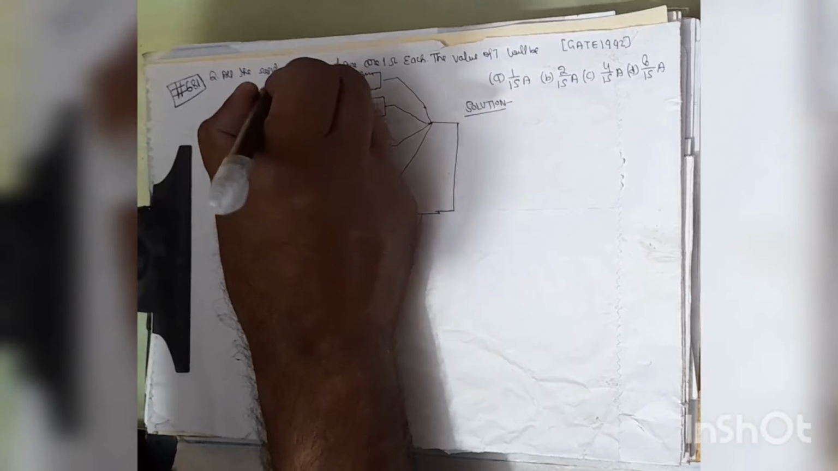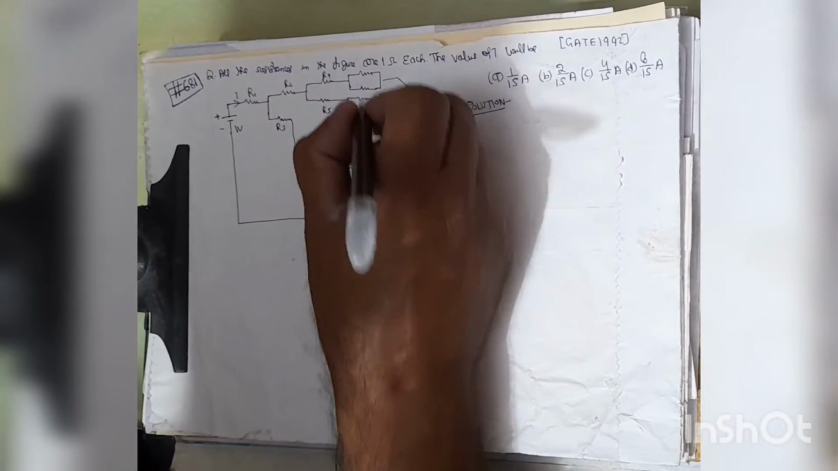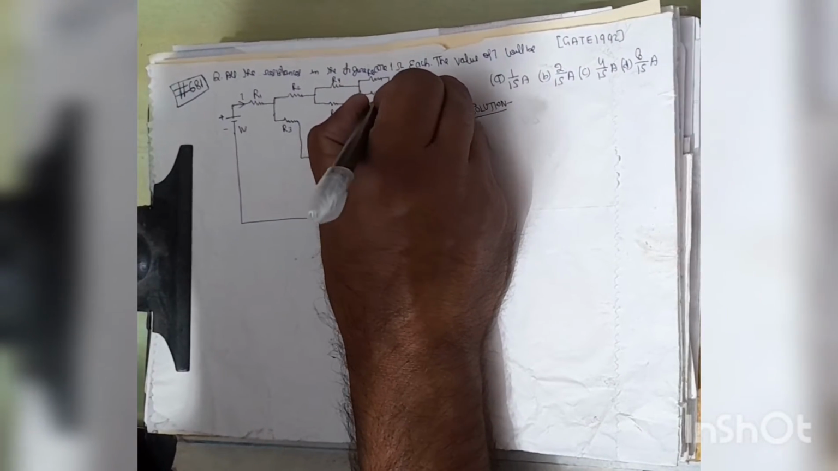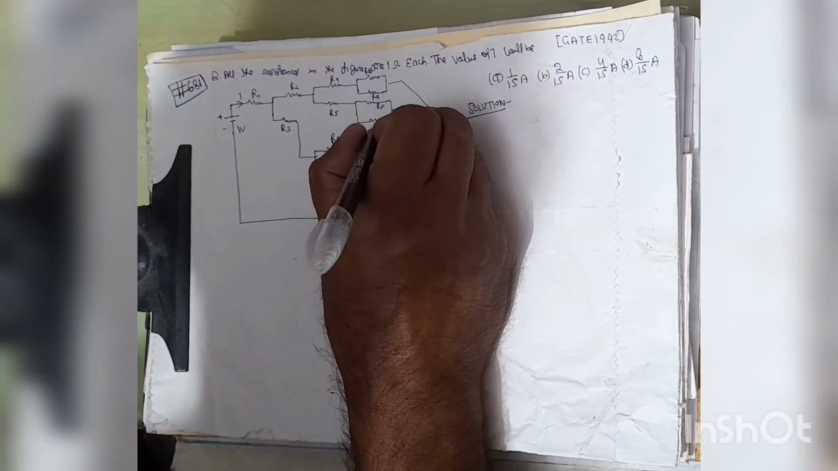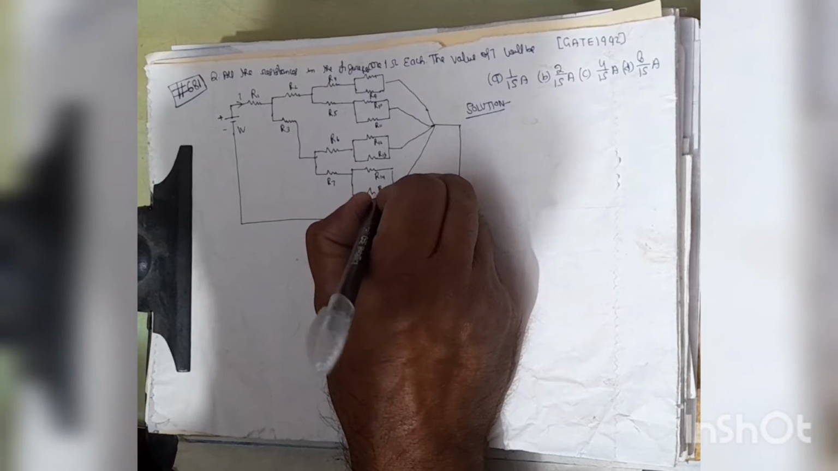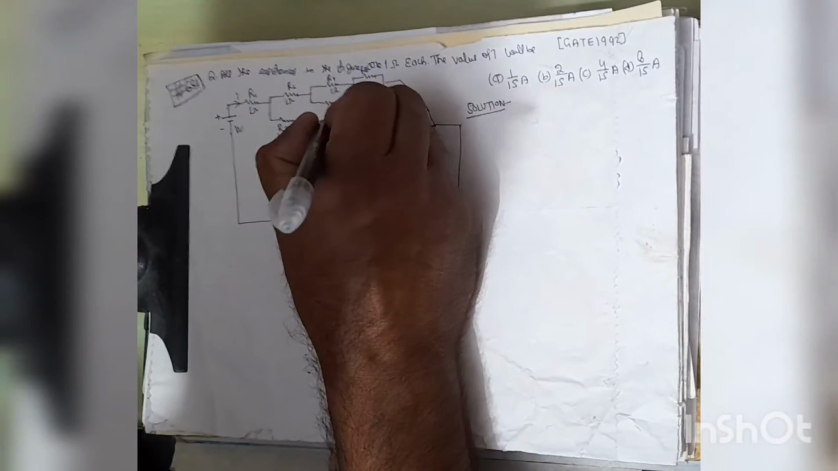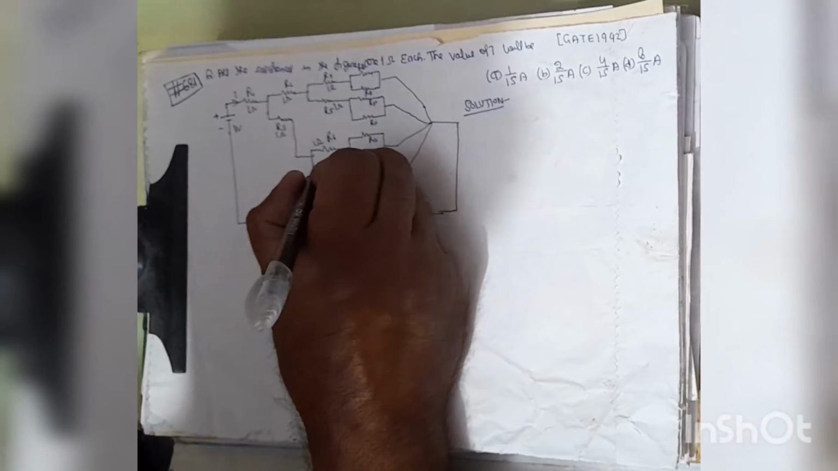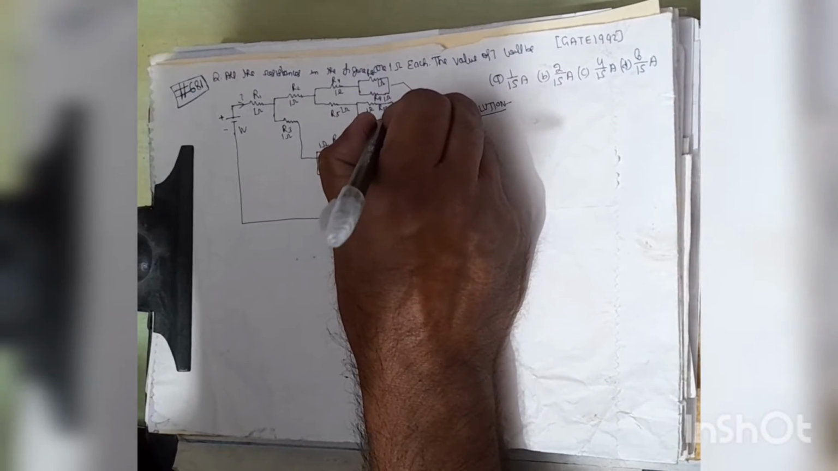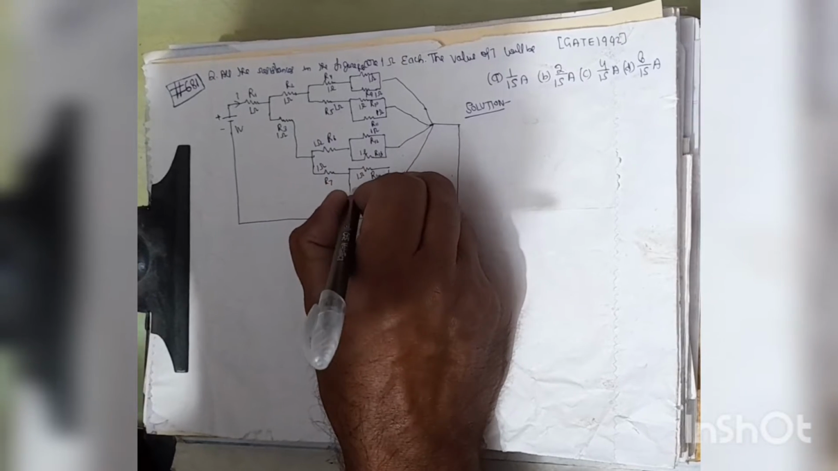Let this be R1, let this be R2, this be R3, this be R4, this one R5, this one R6, this one R7, this one R8, this one R9, this R10, R11, R12, R13, R14, R15. All are 1 ohm.